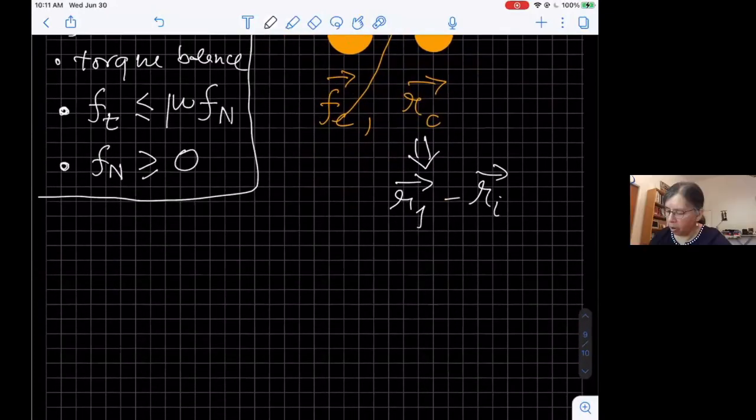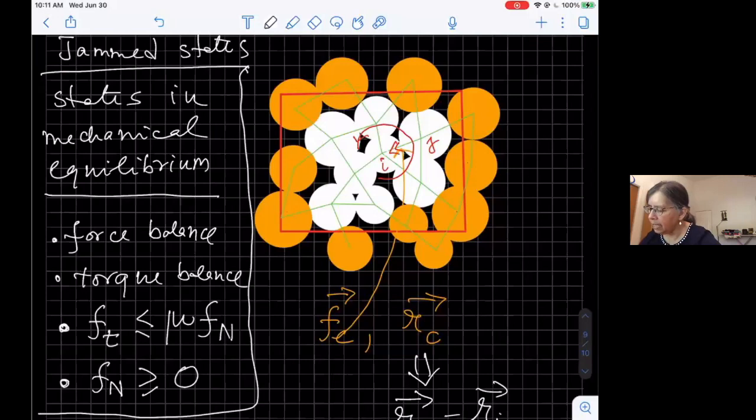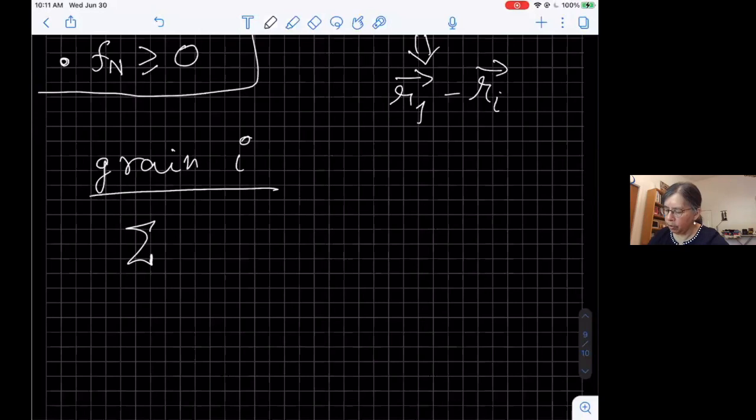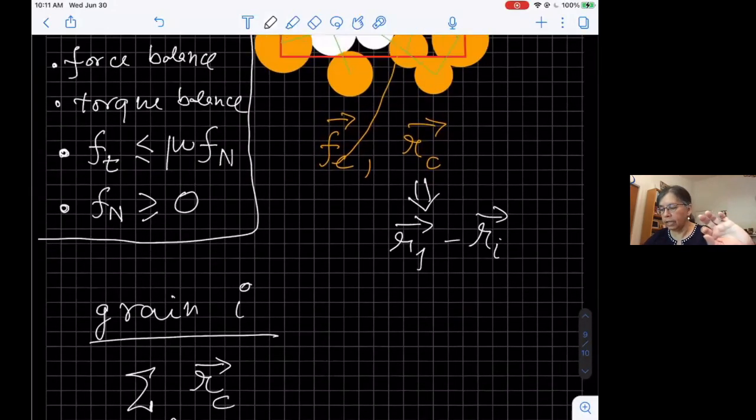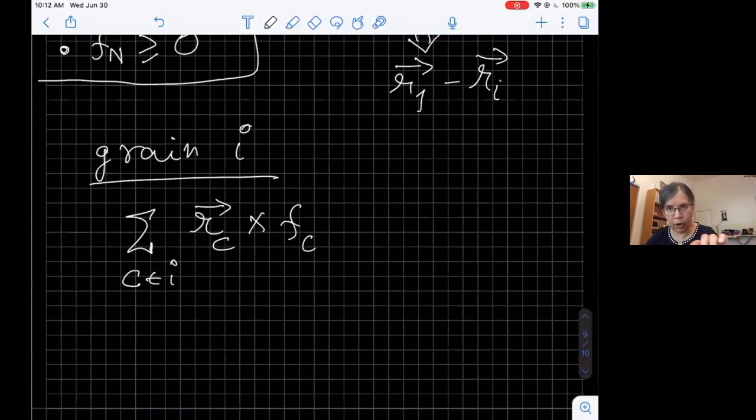So there's a torque. So on grain I, I have a number of contacts here, right? So let's say grain I has 1, 2, 3, 4 contacts. And I'm going to look at all of the contacts of that grain I. And I have a contact vector, and again, I have to follow a convention. So let's say the convention I'm following is the vector connecting I to J. So it's pointing this way. And then, following what Abhishek and I were just saying, there's a contact force, which is exerted by J on I, right? So this is the torque. This is the total torque exerted on grain I, and that has to be zero.